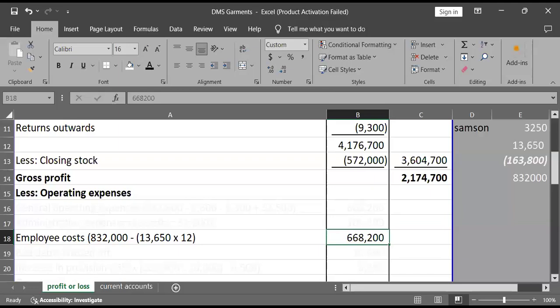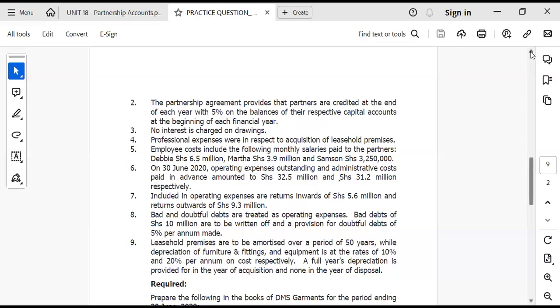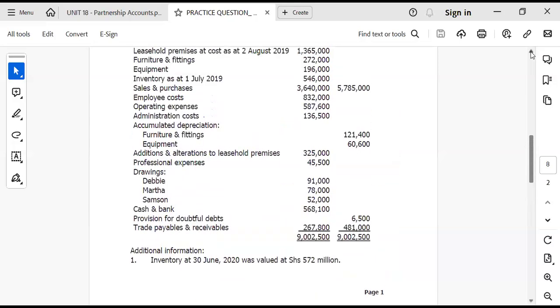So I'm going to go to my notes, get the total of operating expenses, which is 587 and 600.